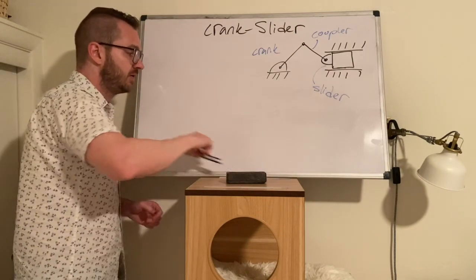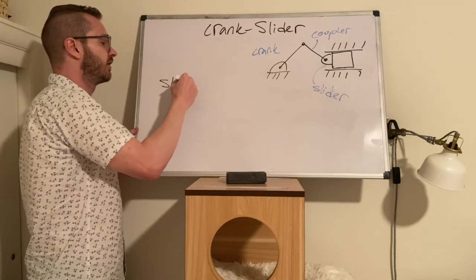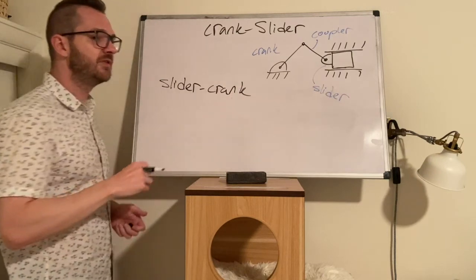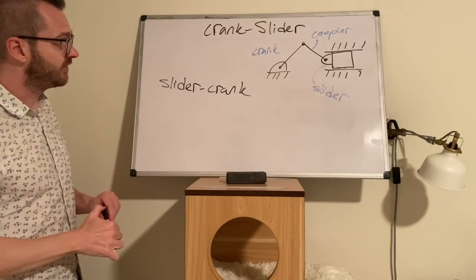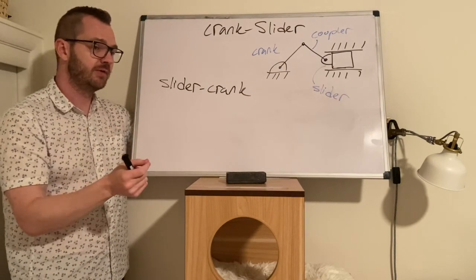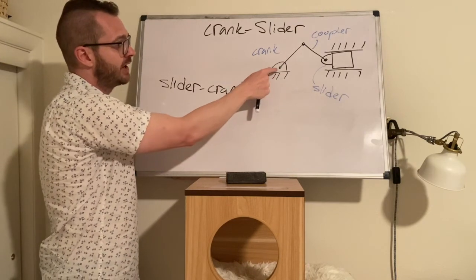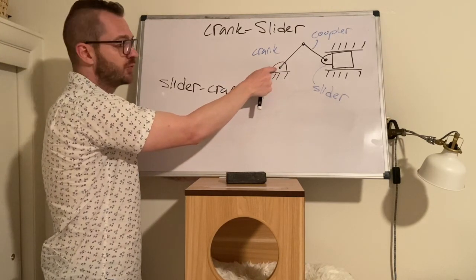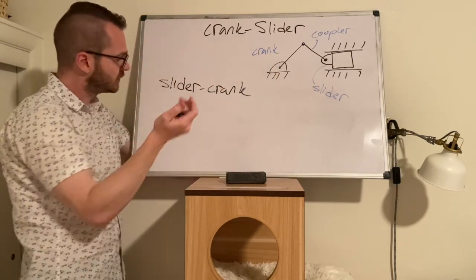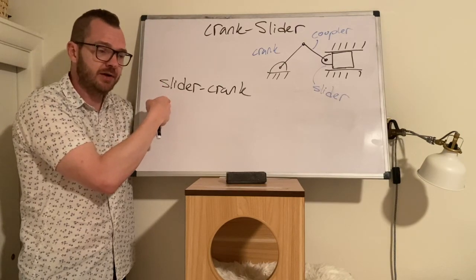Sometimes you will also hear people say, instead of CrankSlider, slider crank. And there is a difference between them. The mechanism itself is exactly the same. What changes is the input. In a CrankSlider, the input is the crank. That means, imagine you have a motor at this pin joint that is providing a torque that is making this crank spin. In a slider crank, the slider is the input.